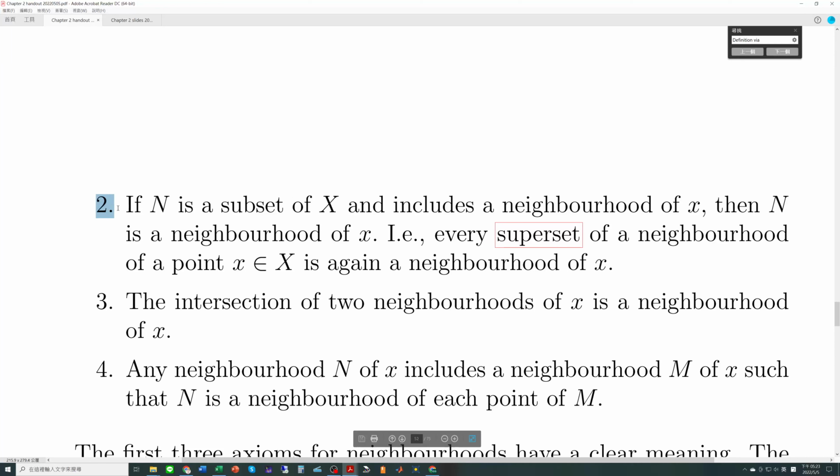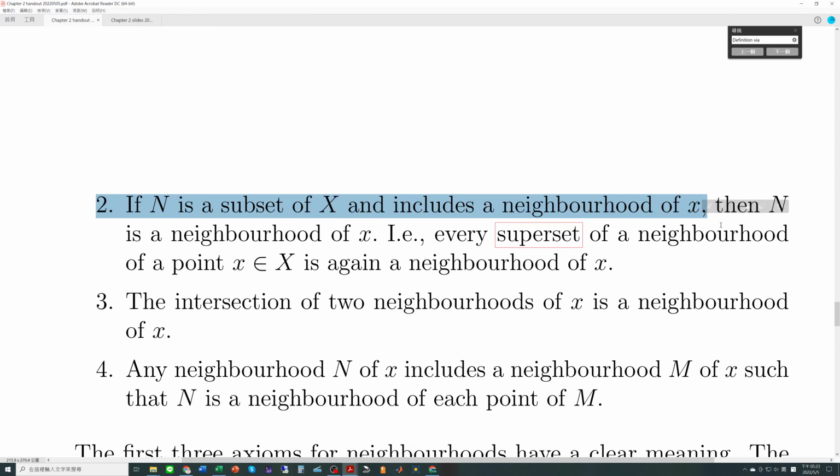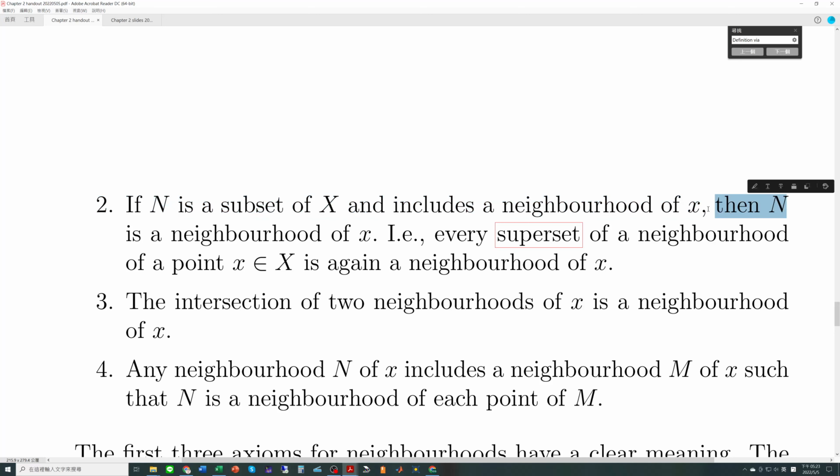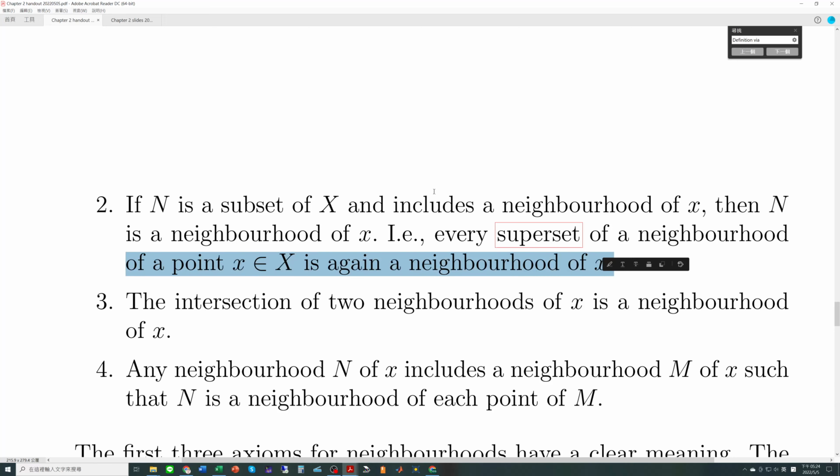Second, if N is a subset of X and includes a neighborhood of x, then N is a neighborhood of small x. That is, every superset, and we will explain what a superset is later, of a neighborhood of a point small x in capital X is again a neighborhood of small x.